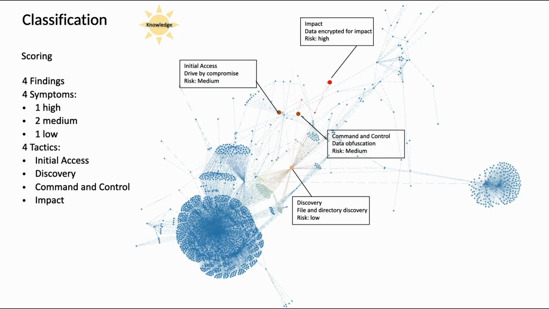In the slide, it talks about the classification of that security incident in terms of the MITRE ATT&CK framework. Now, we need to match the tactics and techniques that were used by the attacker. In this example shown here, we can see that tactics such as initial access, discovery, command and control, impact were used. And it also shows a risk score associated with it.